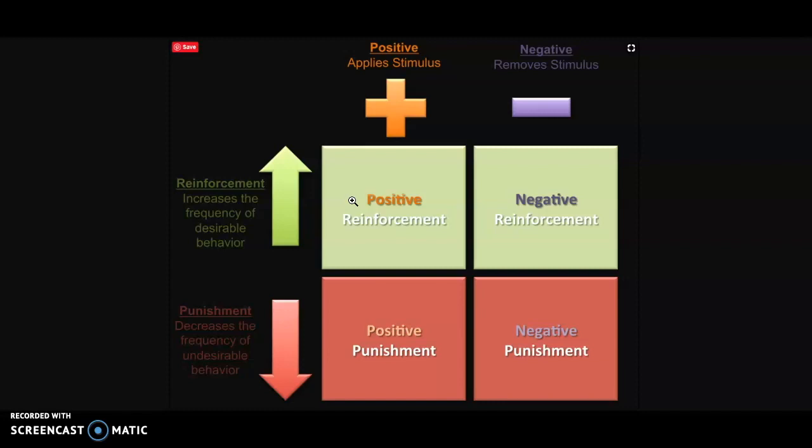Because you were positively reinforced with the addition of money for receiving an A, you're more likely to work harder and try to get A's in the future so you can receive more money. That's an example of positive reinforcement.